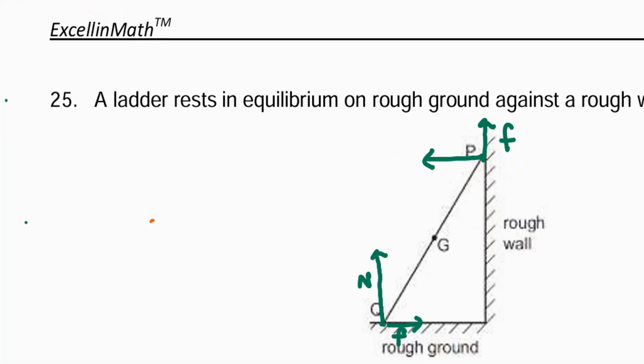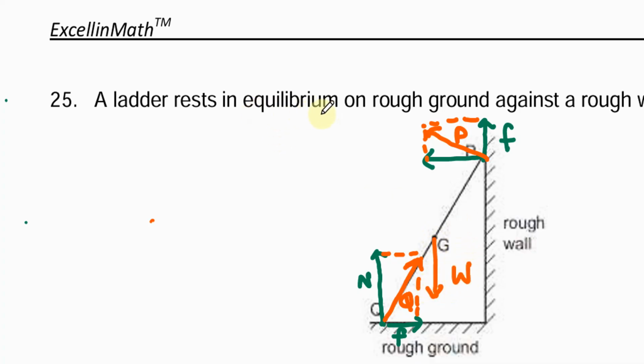So we can find the resultant of these forces. So at the bottom here at Q, using the parallelogram method, we see that the resultant of N and F here will act in this direction. And we can call it Q. At the top here, using the parallelogram method, we see the resultant will act this way. And we can call it P. Then, of course, the weight acts at G, and the weight is always straight down.